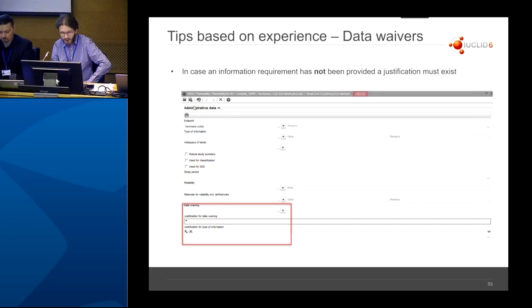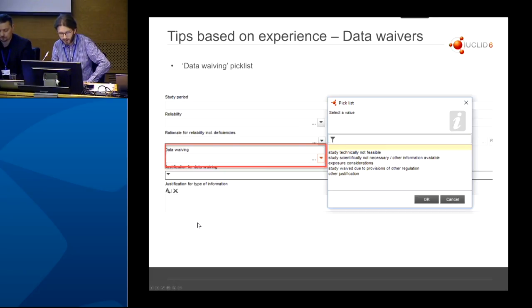And it's a bit different from reporting a study result. So in that case, what we would expect is to fill in the fields data waiving and to provide a justification. So you can select the main reason why you waive the data, because of exposure considerations. For example, you can show and demonstrate that there is no exposure for your substance and you don't need to assess this hazard property, or technically it's not feasible to perform the study, etc.